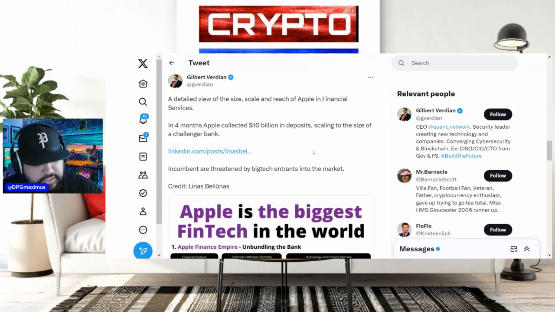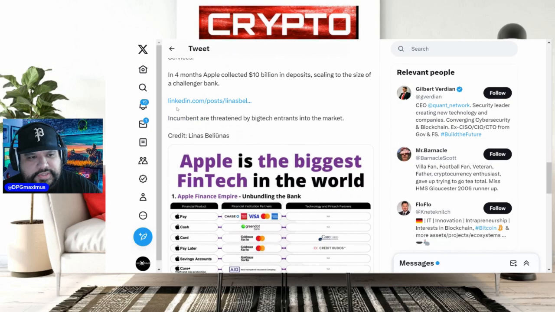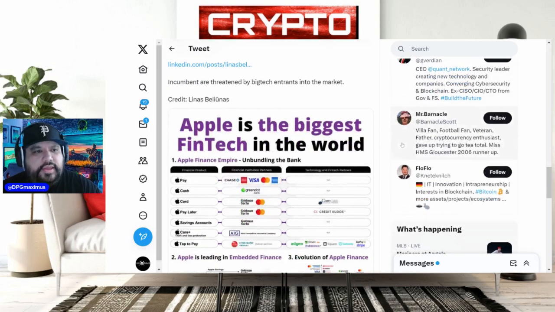All right, let's get back to the topic of QNT and this whole outline that we have for you. So he says, detailed view of the size, scale, and reach of Apple in financial services. In 4 months, Apple collected $10 billion in deposits, scaling to the size of a challenger bank. My God. Here's the link, the source, if you want to view it.